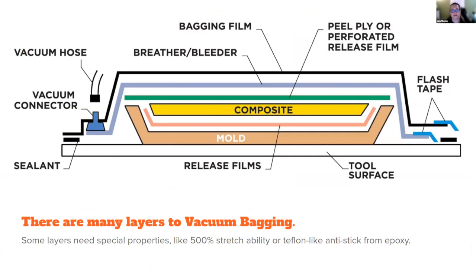There's a couple of things. First of all, the surface that you are building this on, it's called the tool surface here, it doesn't have to be the bottom of the bag, though frequently you'll have a two-sided bag.